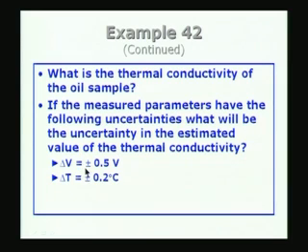Delta V, the voltage, is measured with plus or minus 0.5 volts, which may be improved with a better apparatus, but in this case it is plus minus 0.5 volts, and delta T is known to be within plus minus 0.2 degrees Celsius.